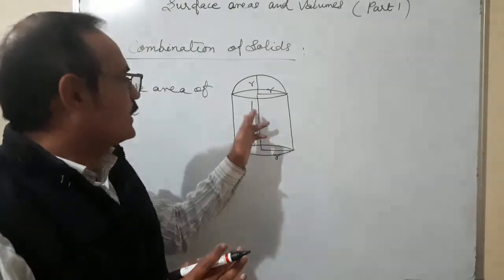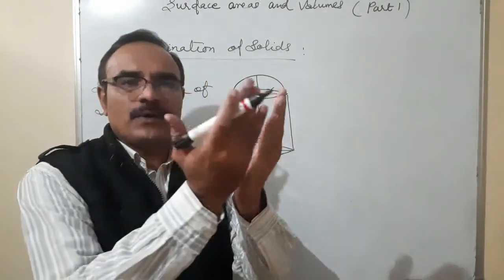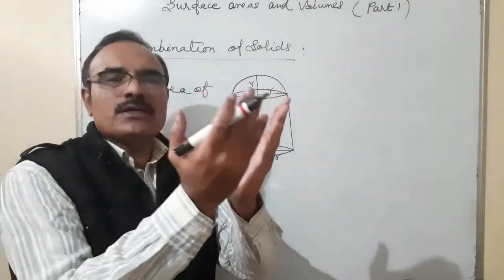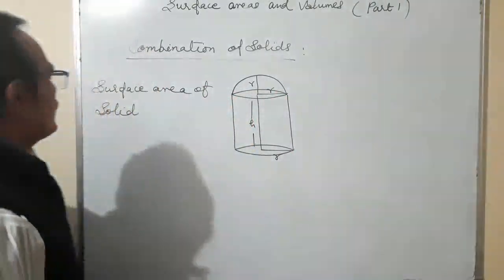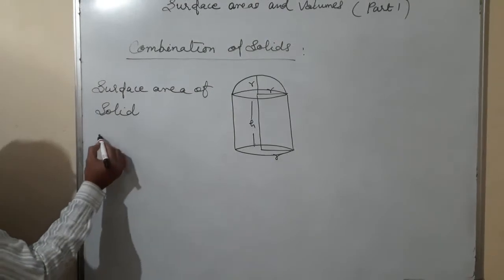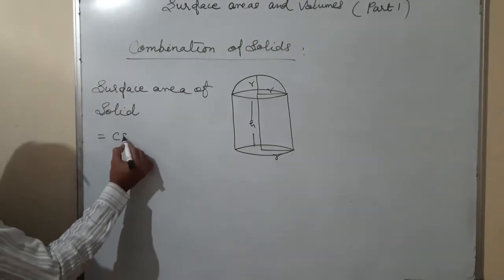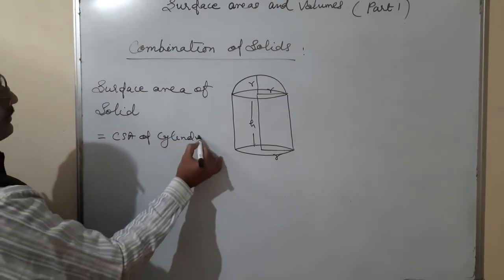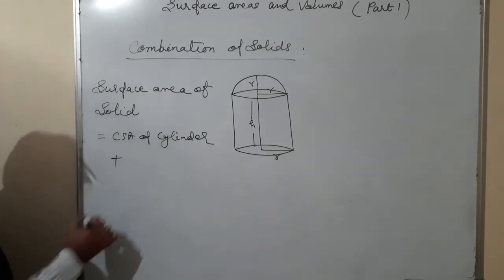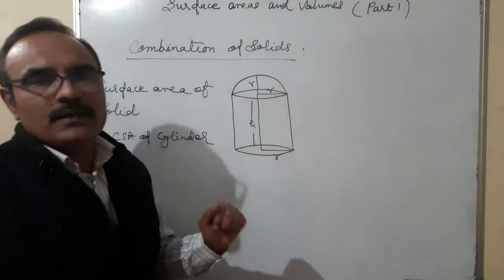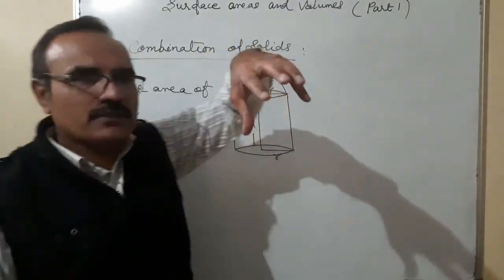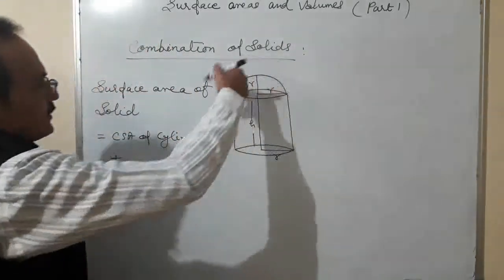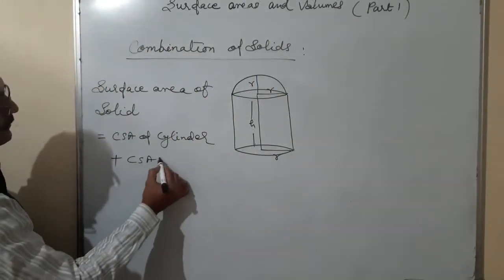Here you can see this surface is seen properly, the radial surface. And what is this called? This is the curved surface area of the cylinder. So the surface area of the solid is equal to CSA of cylinder plus the second portion, the mounting hemisphere. What is the CSA of the hemisphere? So plus CSA of hemisphere.